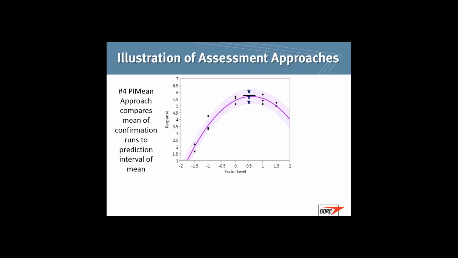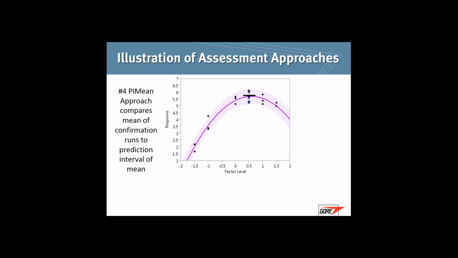So the fourth approach here: when you do prediction intervals, you can do prediction intervals for a certain number of future samples. Many people are familiar with a prediction interval for a single future observation, but there are other types of prediction intervals out there. So in this case, you can do a prediction interval on a future mean of 3 observations. And that's what's represented by this solid line here. That would be the prediction interval. I take the mean of the 3 confirmation runs, and then I compare it to the prediction interval on the mean of 3 confirmation runs. And if that mean fell within the band, then I would say my confirmation has been successful.